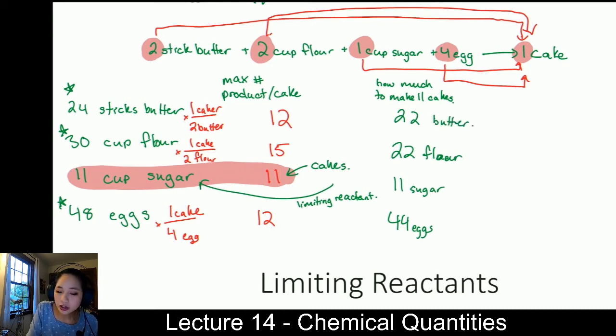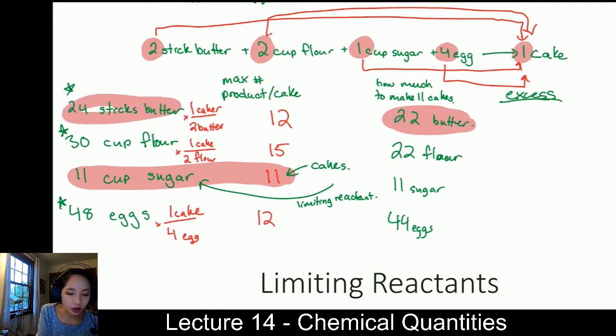So we can calculate what is in excess, what's left over at the end after you finish all of your baking. If you take the amount that we started with and subtract what we used, that will tell you what's left over. We started with 24 sticks of butter, but we only used 22 to make 11 cakes. So we should have 2 sticks of butter left over.